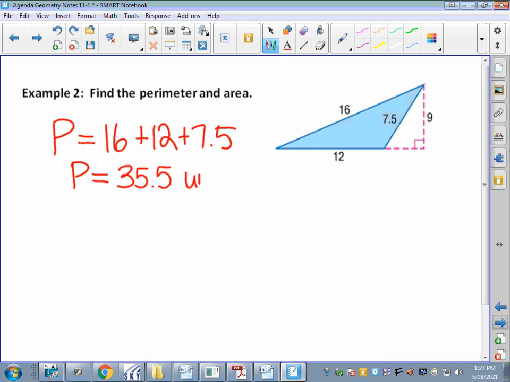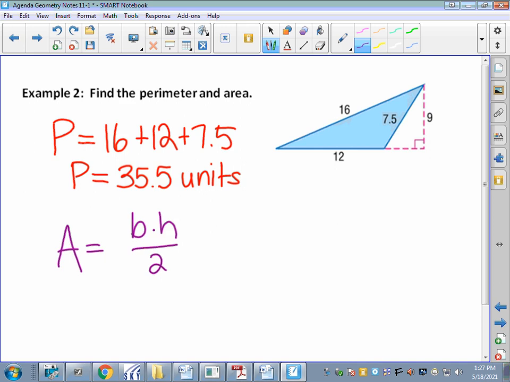And it doesn't have labels on it. I'm just going to say that it's 35.5 units, whatever those units are, right? They could be inches or centimeters or whatever. When I go to the area, I know the formula is base times height, all over 2. Some people like 1/2 times base times height. This one works better for me. If you want to do it the other way, you're welcome to.